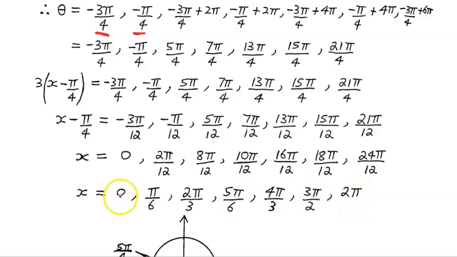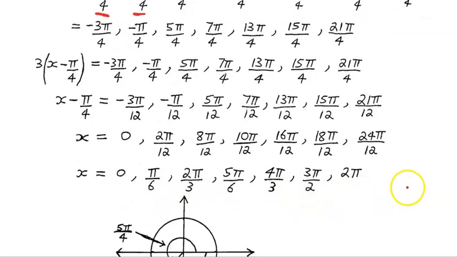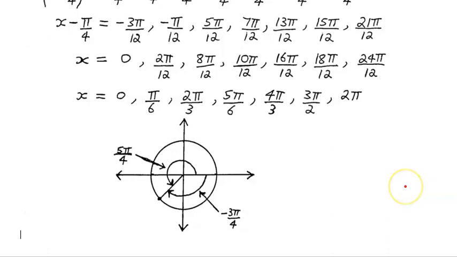But notice 0 and 2 pi are the same, so it's just a repetition. We're back to the beginning again. That's why we get the extra solution. So we've actually got 2, 4, 6, that extra one there. Now just as a visual representation, remember 5 pi on 4 going around clockwise is this angle, but that's the same as minus 3 pi on 4.